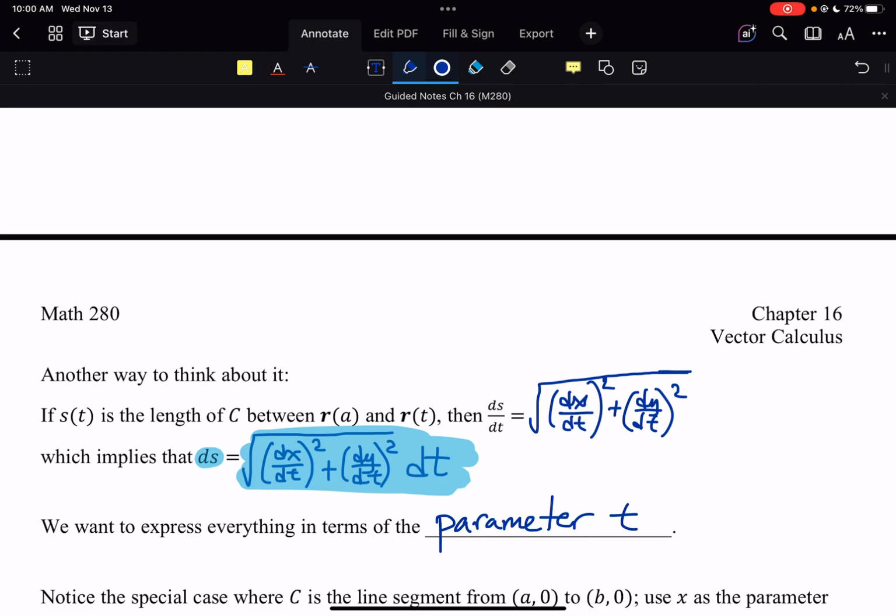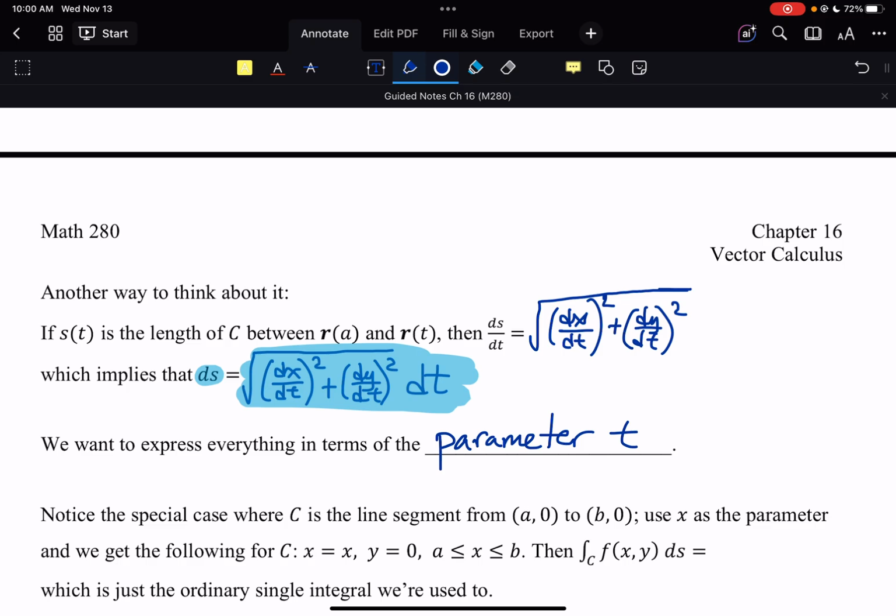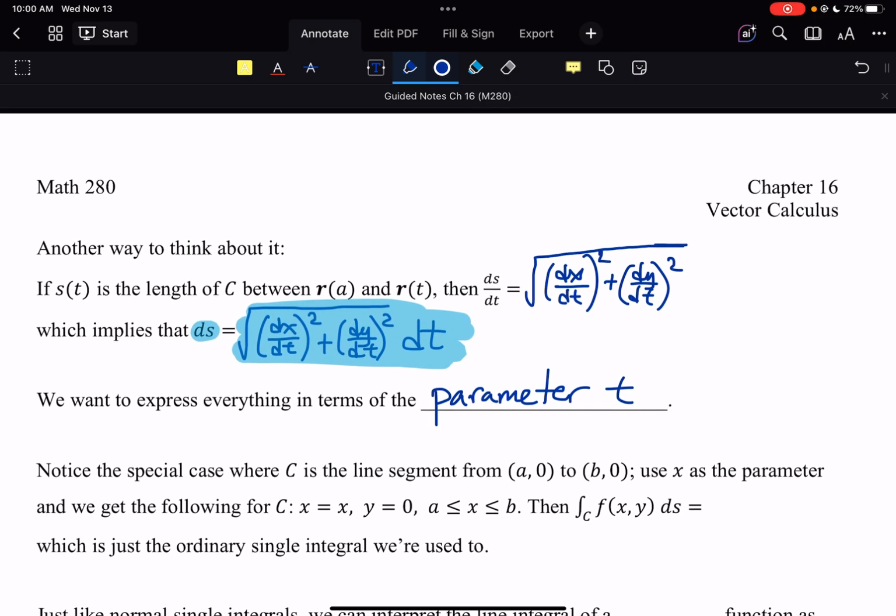Now with line integrals, we can evaluate them over any general curve, but if we look specifically at the case where the curve is a line segment from (a, 0) to (b, 0), we use x as the parameter, and we get the following. x is itself, y is 0, because that's where we are along the x-axis here. x goes from a to b. The line integral becomes the integral from a to b of f of x comma 0. And the derivative of x would be 1. Derivative of y would be nothing. So that just becomes 1 dx, because we're saying x is the parameter.